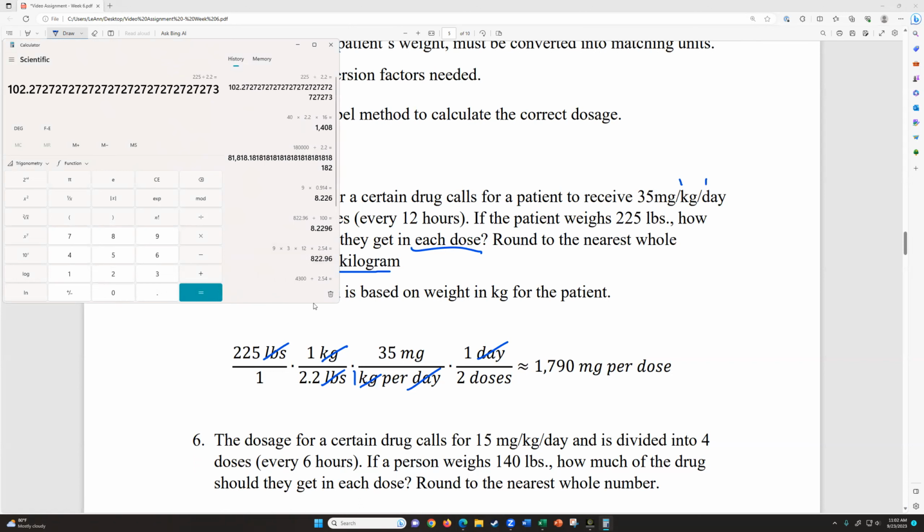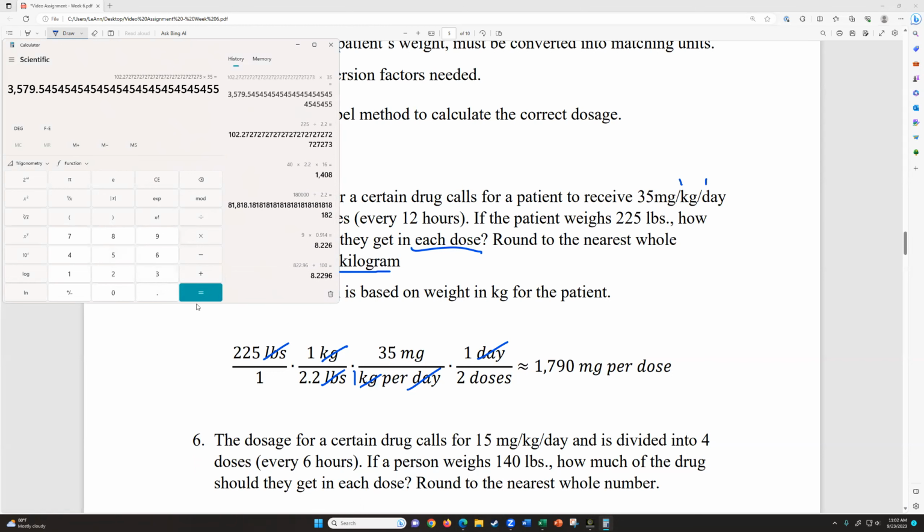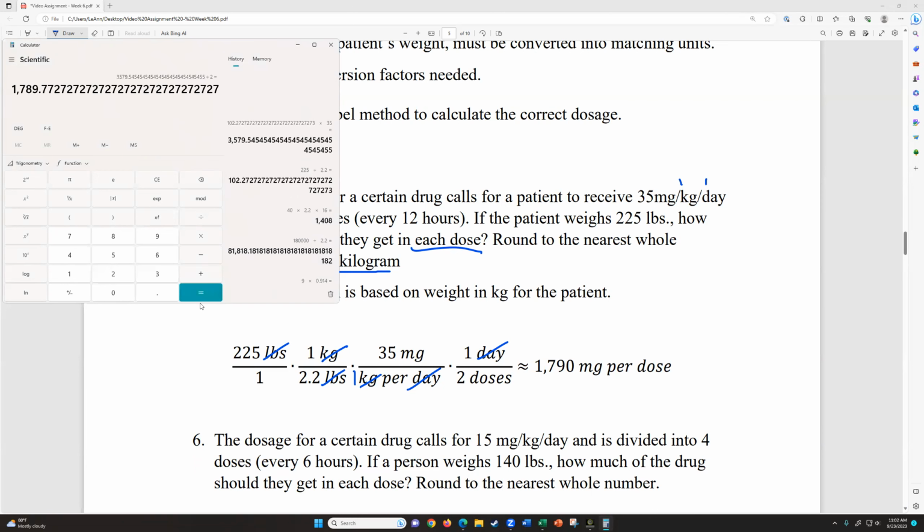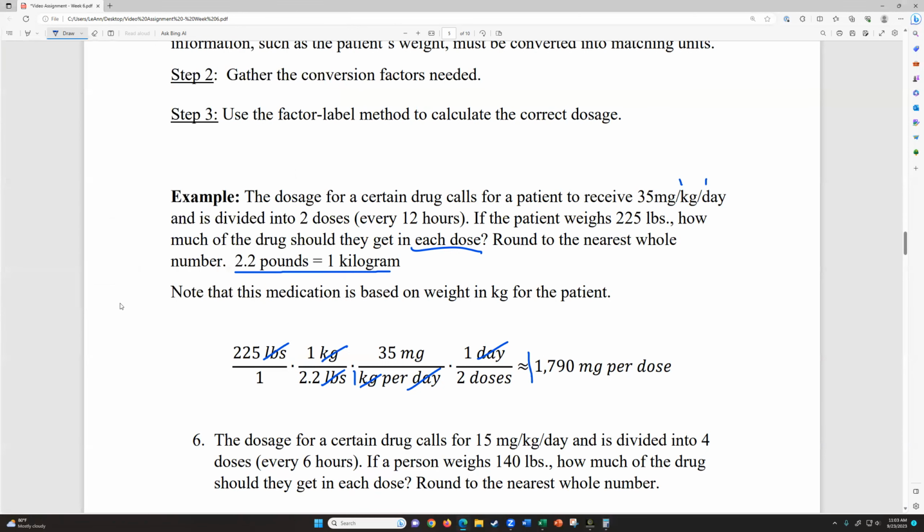The next number is a number on top, so we're going to times by that, so times 35, hit enter. And then the last number is on bottom, so we're going to divide our answer by that. Notice that comes up with 1789.7, and we're rounding to the nearest whole according to our directions. So that 7 bumps the 9 up, makes it a 10, which also bumps our 8 up because that 1 would carry. So that is how I got 1,790 milligrams per dose. That's what they should be taking per 2 times a day. They take that amount twice a day.